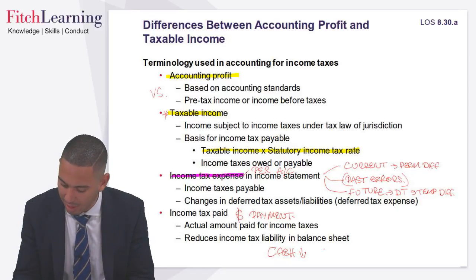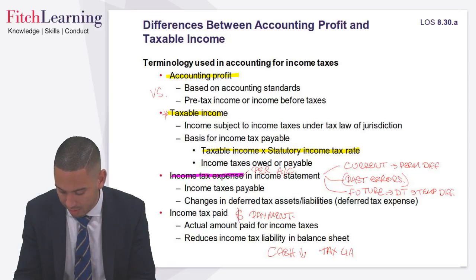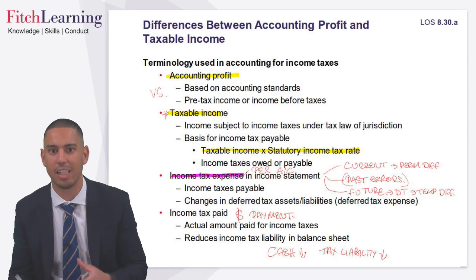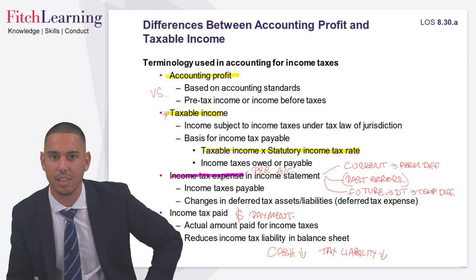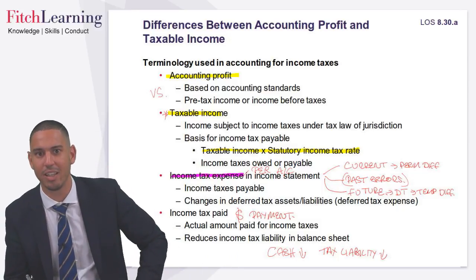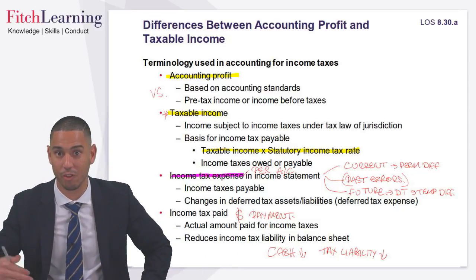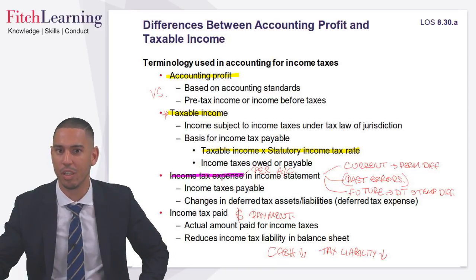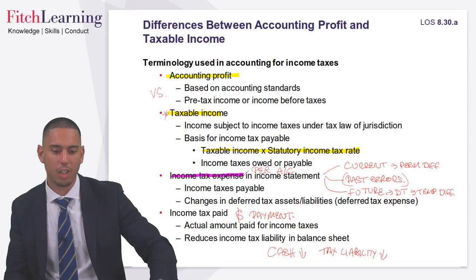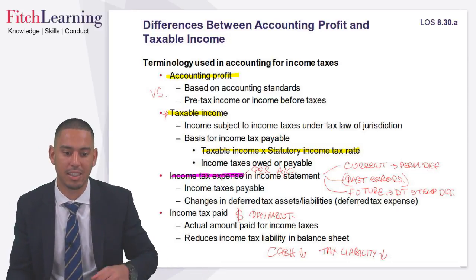And when my cash comes down, my tax liability is also going to come down. I owed the tax authority 100 million in tax. Well, if I pay that 100 million, my cash goes down by 100 million, and my tax liability has gone from 100 million payable to 0. So those are our accounting terms.